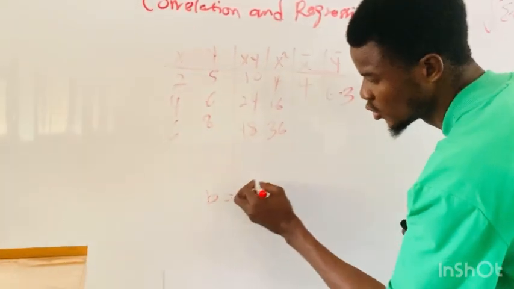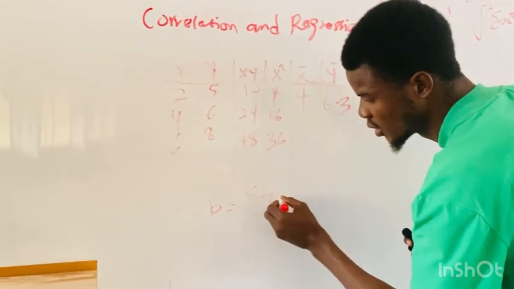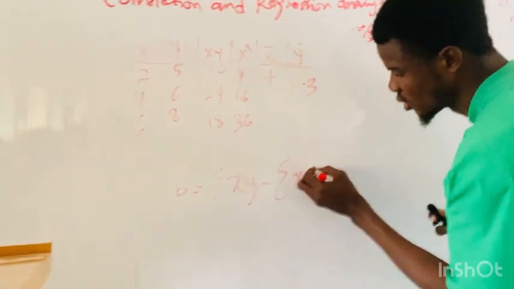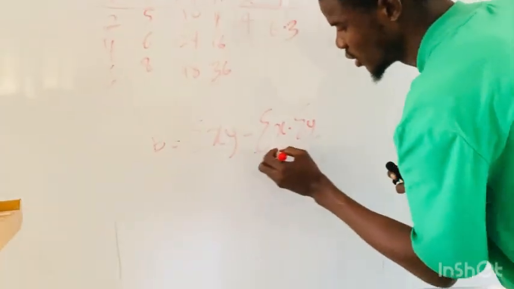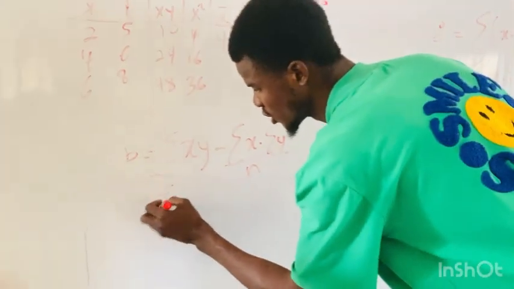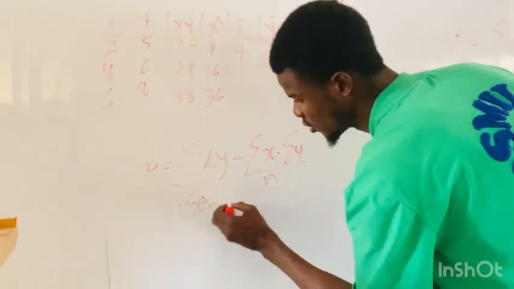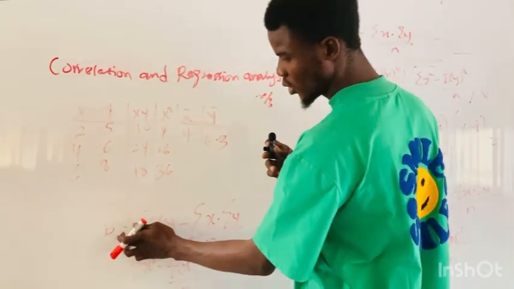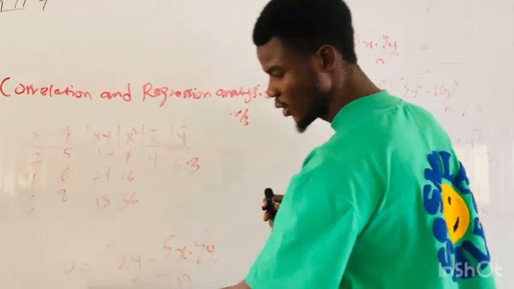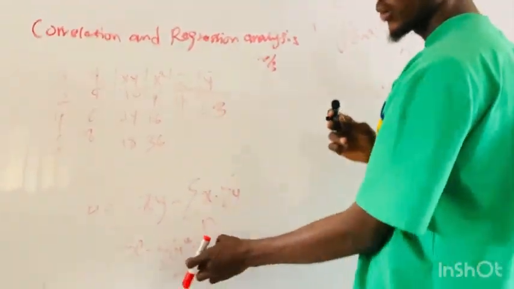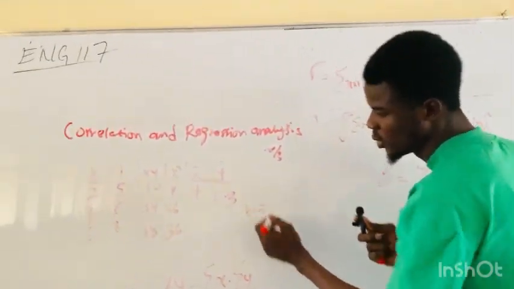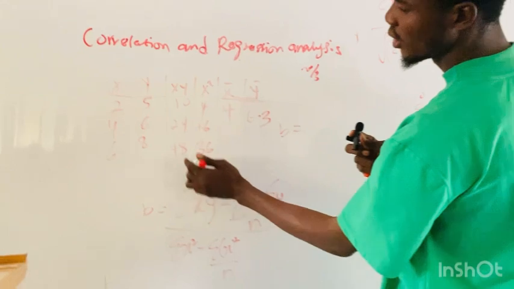B is equal to summation of xy minus summation of x dot summation of y, all divided by n, then all divided by summation of x square minus summation of x square divided by n. So to solve it, our b is going to be summation of xy.